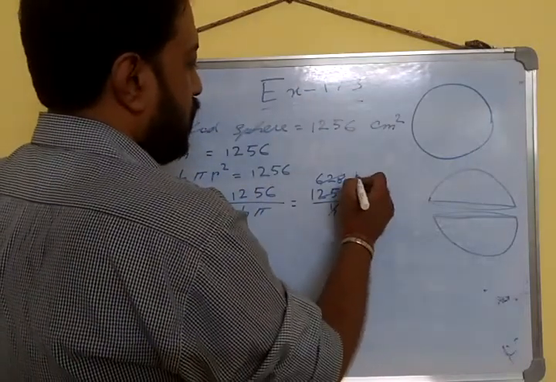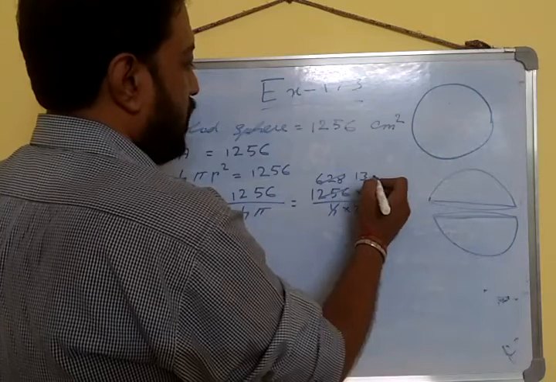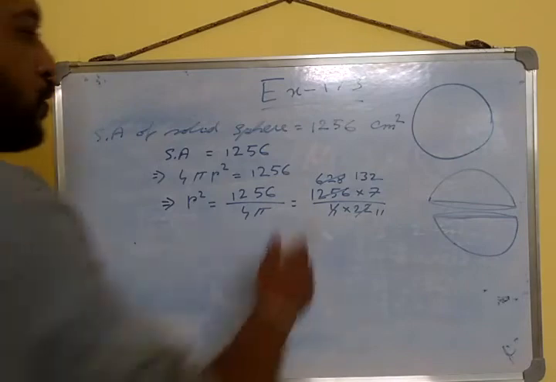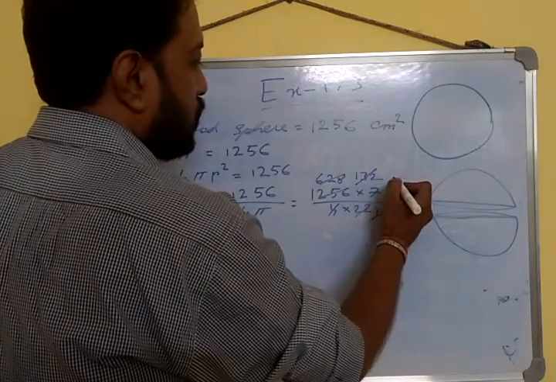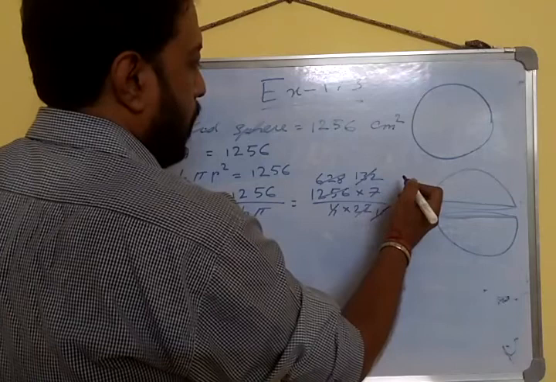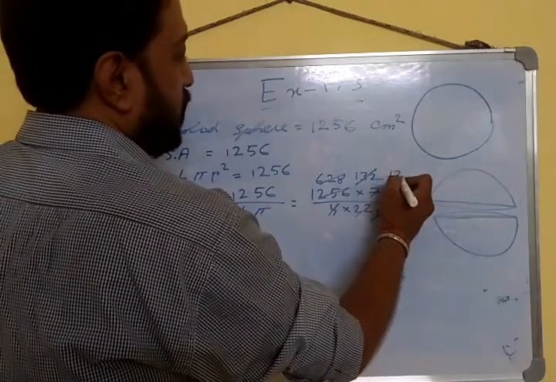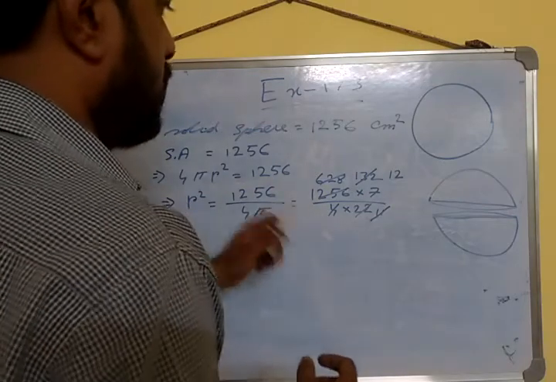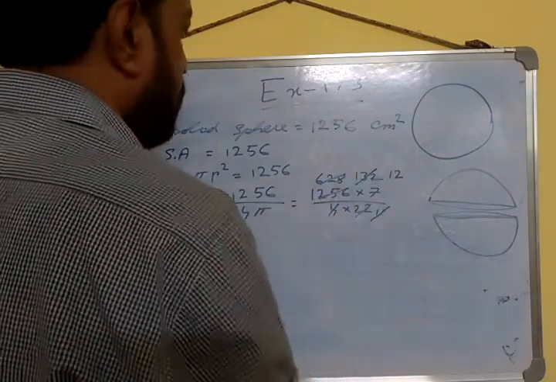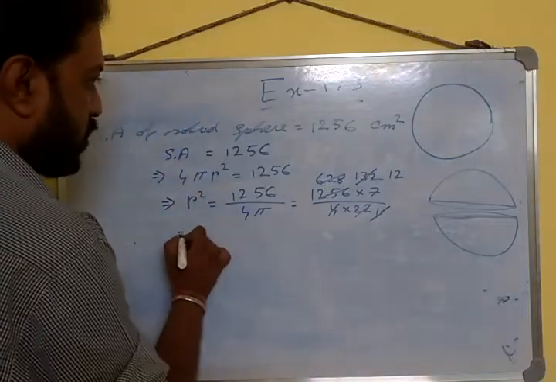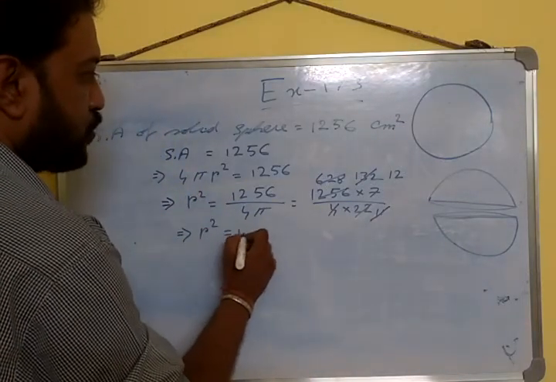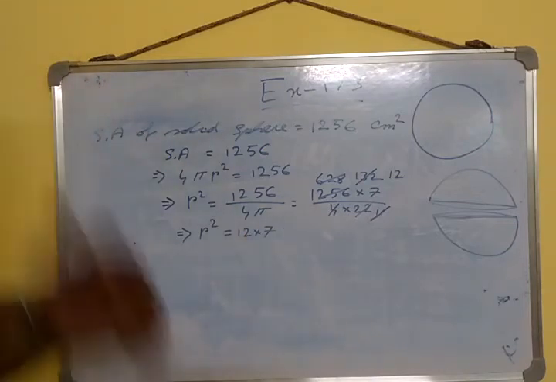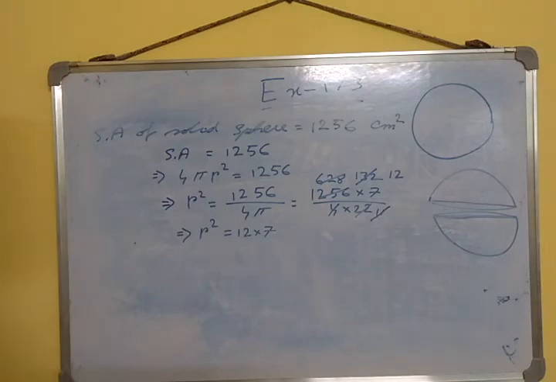cut with 4, so 1, 3 and 2, 132. It is going with 132 and 12, I think. It is coming with the 12. 110, okay, 12. So simply the calculation is not ending. R square equal to 12 into 7. That is coming out. So just keep it like this. We will think about it later.